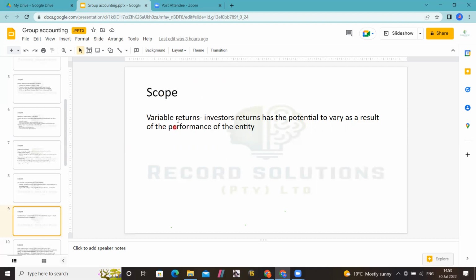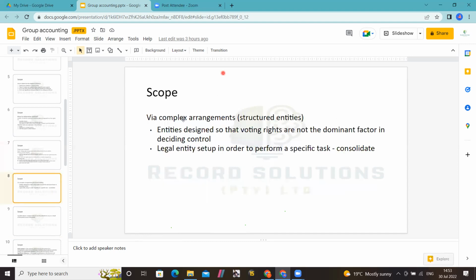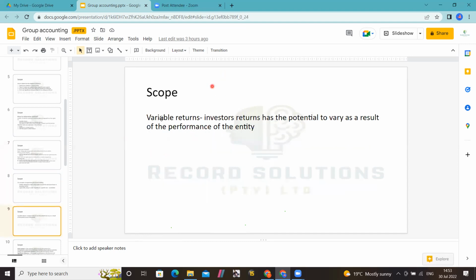Even though you do control those shares, if it's preference shares, it's going to be fixed returns, because you're expecting a certain percentage every year. So here, these returns must be variable. And you'll see in most cases, this is not the issue. The issue is the power. So that's why determining power is the most important. Here, maybe 2 marks, one.